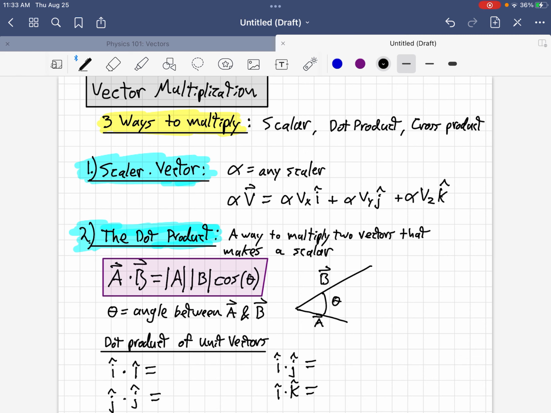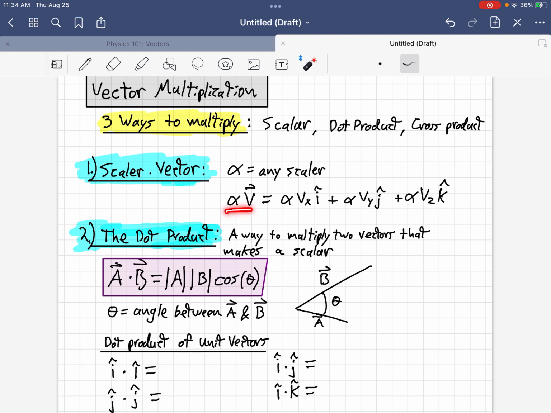Alright, so we'll start with a pretty simple one, the scalar multiplied times a vector. Well, it probably works the way you think it would work. Let's say you have a scalar, and we'll call it alpha, and you have a vector v, and you multiply alpha times v. Well, it's kind of like it just distributes. We know v is equivalent to vx times unit vector i plus vy times unit vector j, and if it's a three-dimensional vector, it'd be vz times unit vector k.